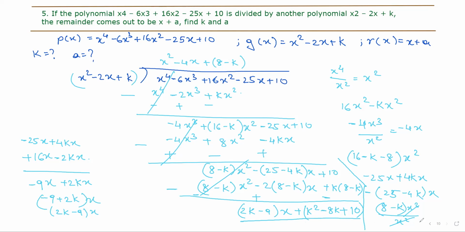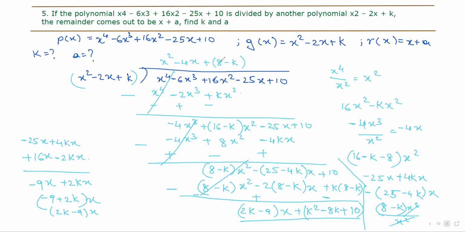Let's rewrite the remainder: 2k minus 9 into x plus k squared minus 8k plus 10. This is your r of x. You're given r of x is equal to x plus a. Given r of x is x plus a.